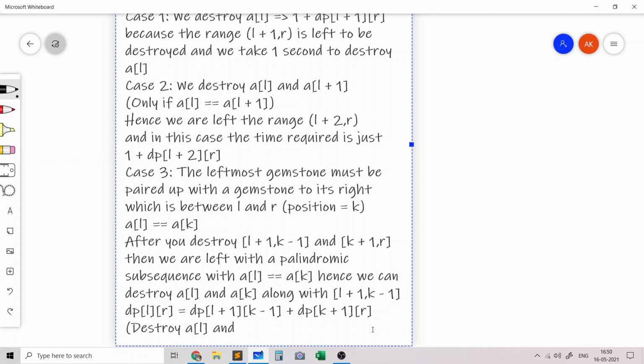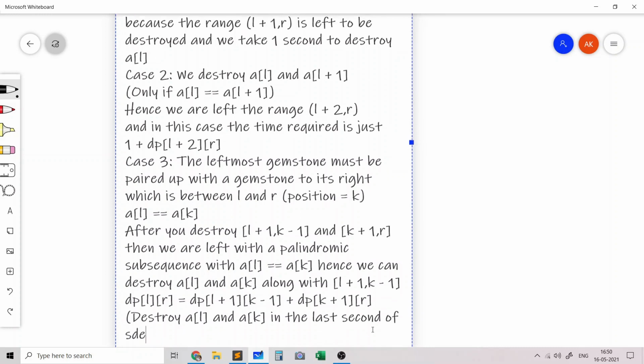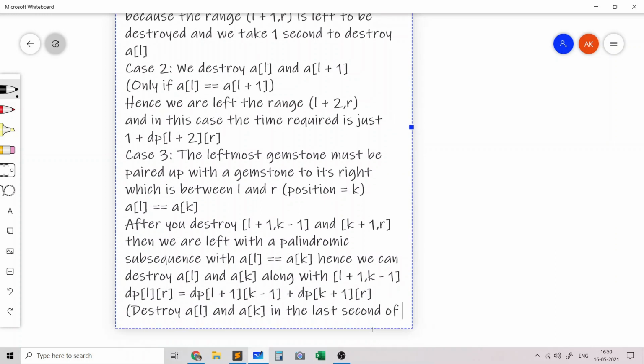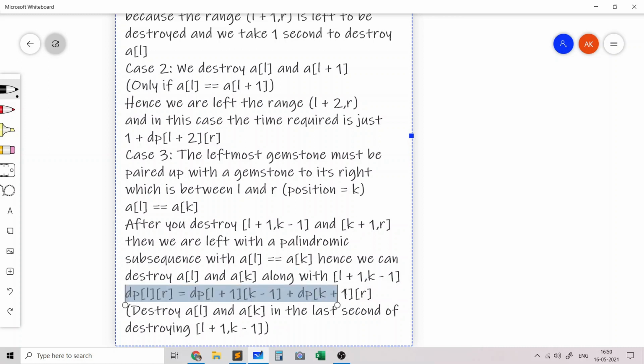Destroy AL and AK in the last second of destroying L plus 1 to K minus 1. And hence you can see why dp of L R would be dp of L plus 1 to K minus 1 plus dp of K plus 1 to R in this case.